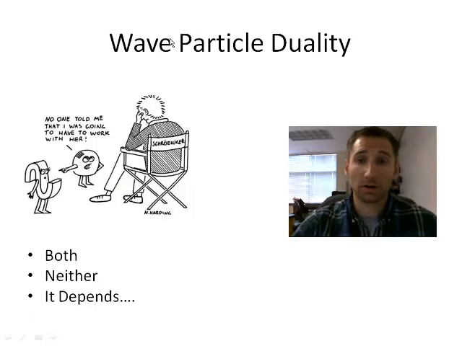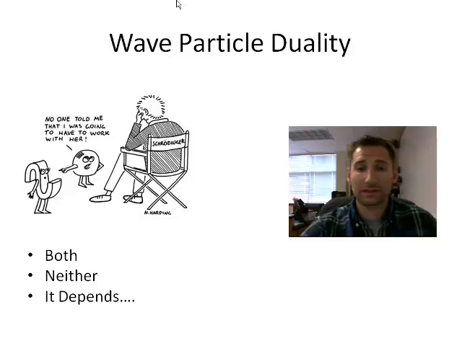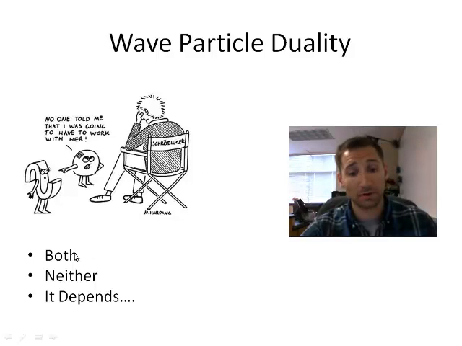Is light a wave or a particle? We call that the wave-particle duality. It's both, because it acts like a wave and a particle. It's neither, because it's something completely different. It acts like a wave and a particle, so it could fit in a whole new category, just call it light. And it really depends on which experiment you're looking at, because in some experiments it looks like a wave, and in some experiments it looks like a particle. So that's why we call it a duality.